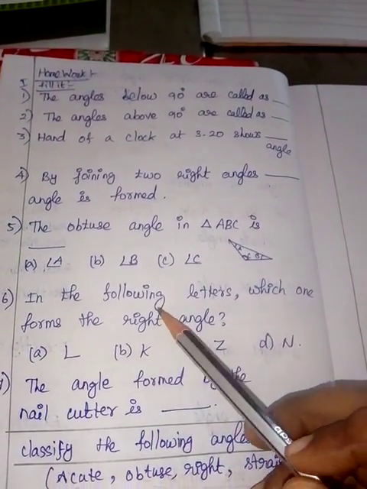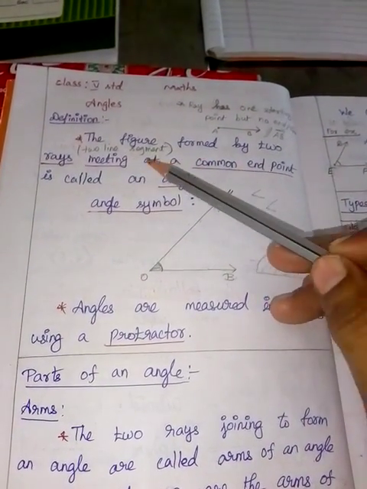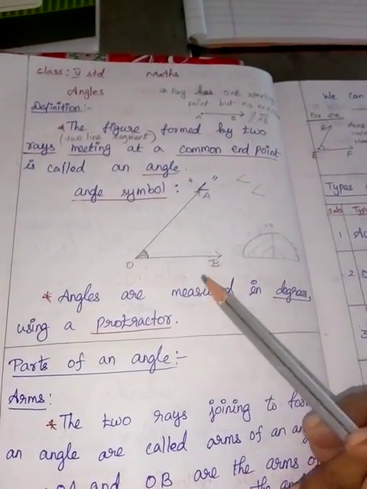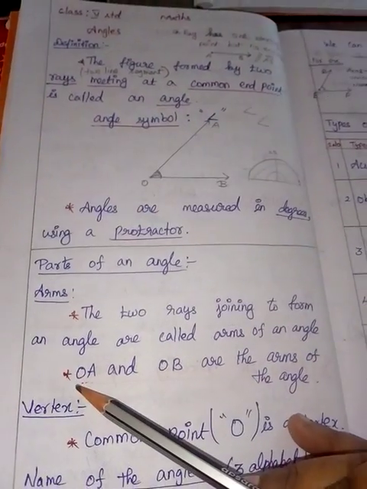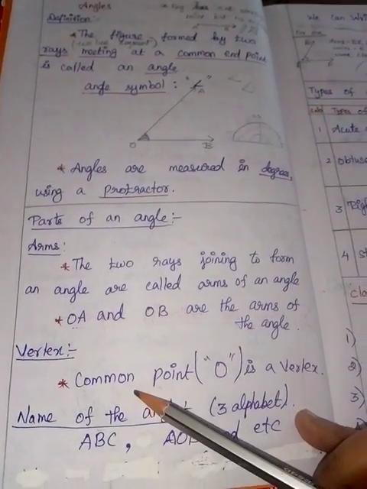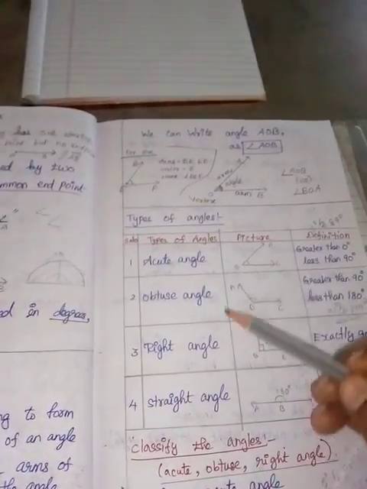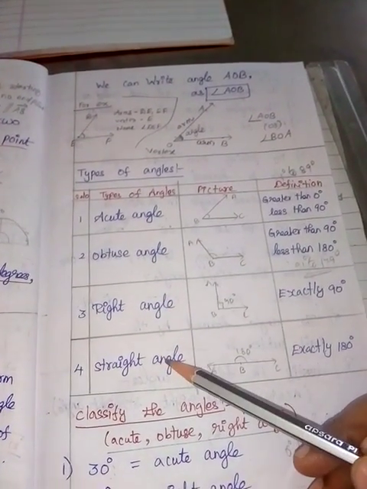Now recall the angles. What is an angle? The figure formed by two rays meeting at a common end point is called an angle. What are the parts of an angle? Arms: two rays are called arms. Vertex: the common point is the vertex. Name of the angle: you give alphabets ABC. And the types of angle: acute angle, obtuse angle, right angle, straight angle.